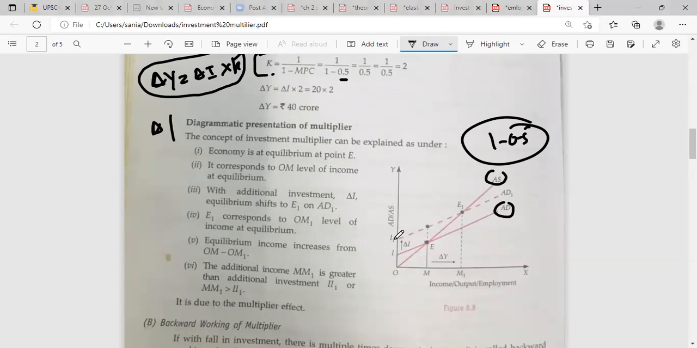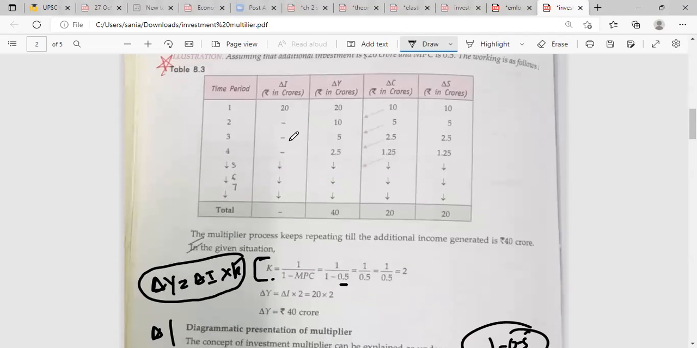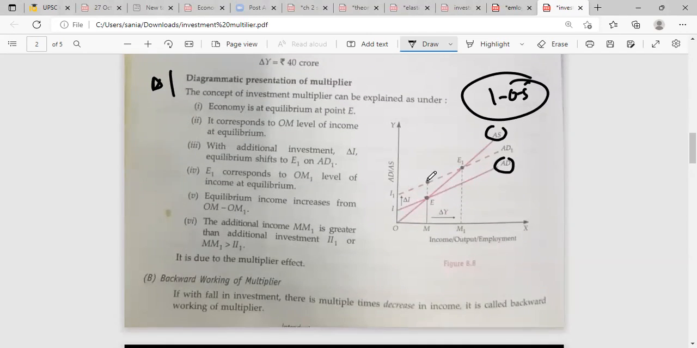And when your investment is changing, at that time it is increasing, so it will be this. This is a diagrammatic representation of the multiplier. The concept of investment multiplier can be explained this way. See, the economy is in equilibrium at point E, which corresponds to the level of income OM. So this is basically the OM level of equilibrium you are achieving.